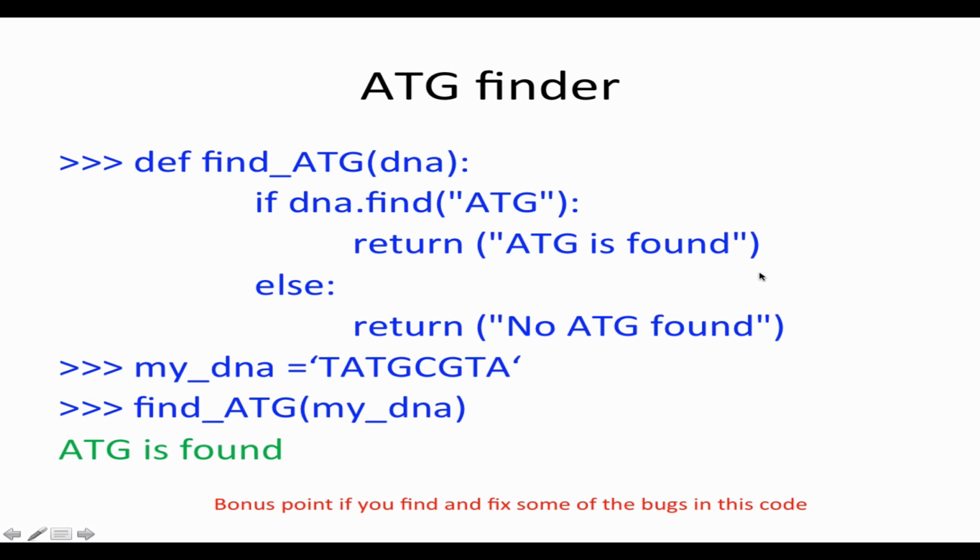So I'm trying to show you how this is working here. So I've defined a function, right? Find ATG. Now I'm moving on. These little greater than symbols suggest that I'm now interactively working with Python, or I'm further down in my script, and I've defined, at this moment, a variable, my DNA, which now contains this particular string. And now I call my function. I say, find ATG in my DNA. OK, and it says ATG is found.